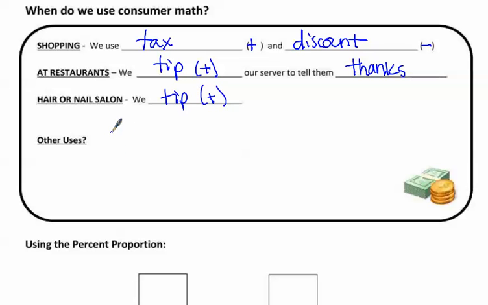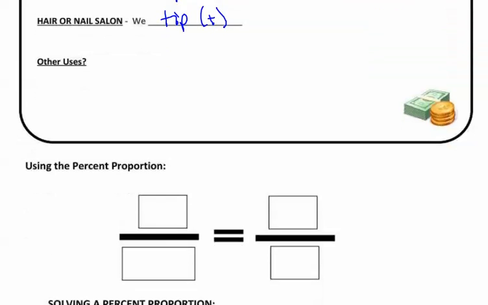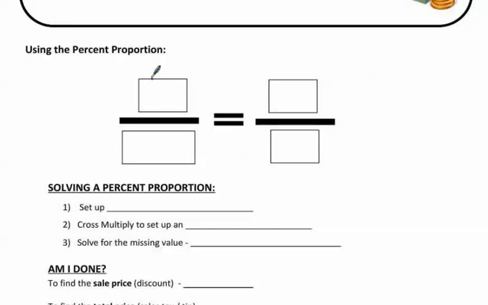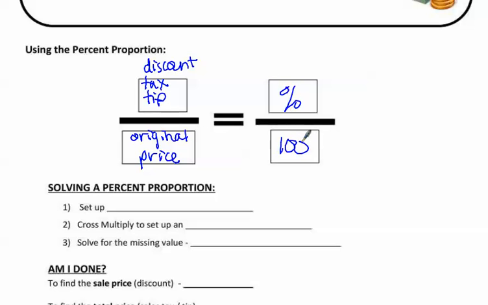Using percent proportions, you want to set up the tax, tip, or discount in the numerator. In the denominator, you want to have the original price. And it's always equal to percent over 100.